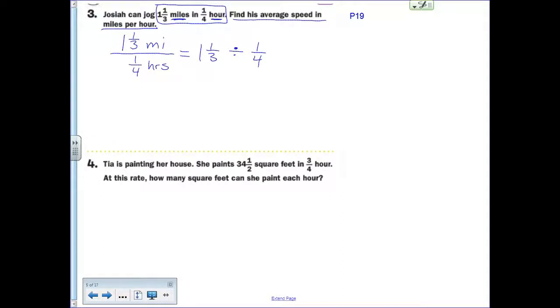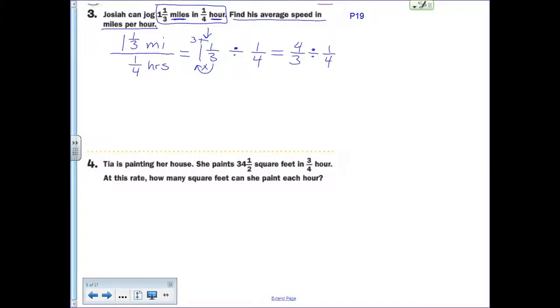1/4. We need to turn that mixed number into an improper fraction. Remember, you cannot just divide a mixed number. You got to make it an improper fraction. So we're going to multiply 3 times 1, get 3, and then add 1 to it. That makes it 4 over 3, and then divided by 1/4.